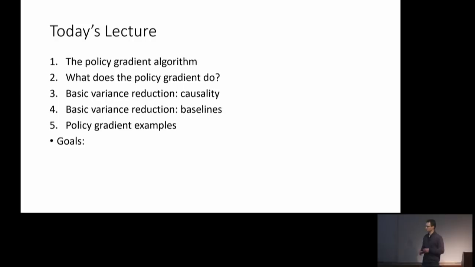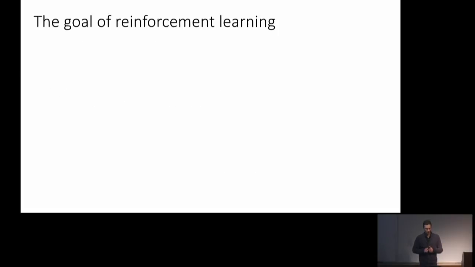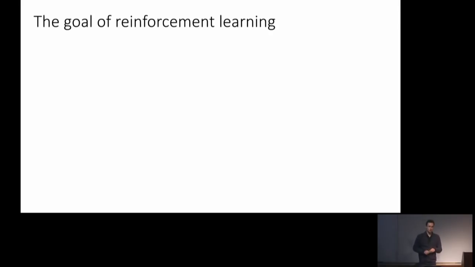The goals for today's lecture will be to understand policy gradient reinforcement learning. This is the most important thing because all of you will need to understand it in order to solve homework 2. Then, understand practical considerations for policy gradients, which primarily will center around variance reduction, and we'll learn about why that's a big deal. And then also, I'll show you some examples of papers that use policy gradient and give a few practical tips.